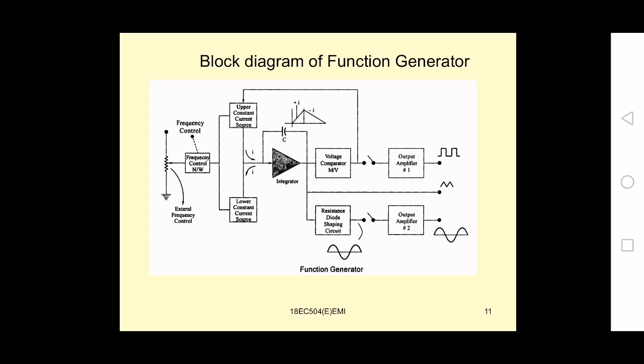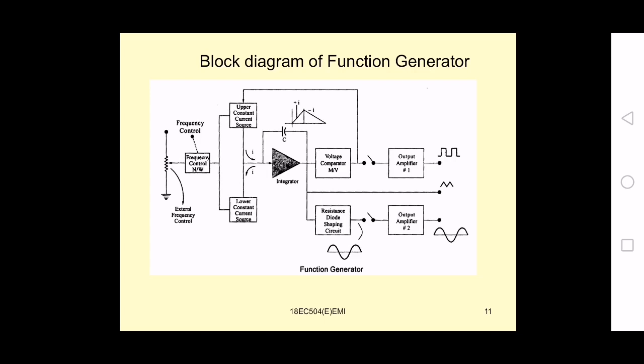So based on the switching of the voltage comparator multivibrator, we are connecting either the upper constant current source, which will increase the current linearly with time. After some level it will switch it off using the voltage comparator multivibrator. Then it will turn off the upper constant current source and turn on the lower constant current source, which will supply reverse current to the integrator. Then the current at the integrator will decrease linearly with time.